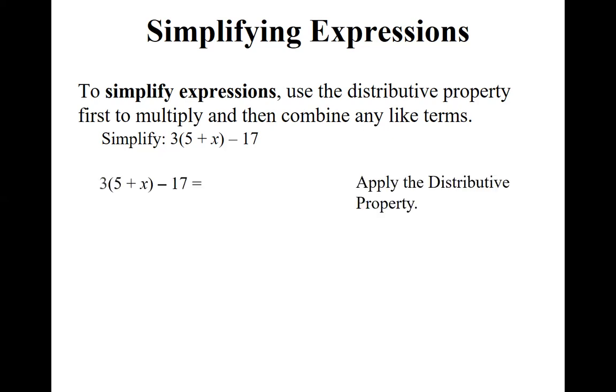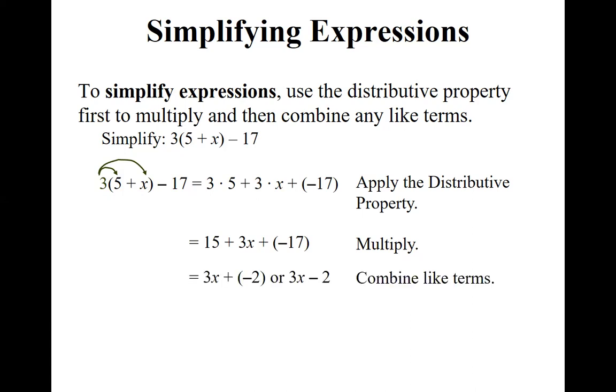3 times 5 plus 3 times x. That's 15 plus 3 times x. 15 plus 3x. Plus negative 17. We're bringing that down. Or minus 17, however you have it. Combine like terms. 15 plus negative 17 is negative 2. So 3x plus negative 2. We write that as 3x minus 2.